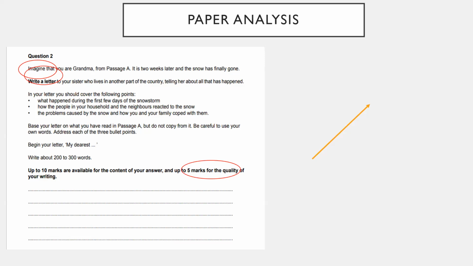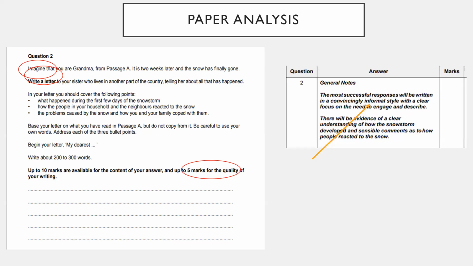And on the side here, I have an answer booklet. It says the most successful responses will be written in a convincingly informal style with a clear focus on the need to engage and describe. This point can be gathered from where they say, write a letter. When you're writing a letter, especially here where it says to your sister, your relationship with your sister is an informal relationship, so you will write the letter in that way. So always remember to get these key points out so you know how to answer the question.